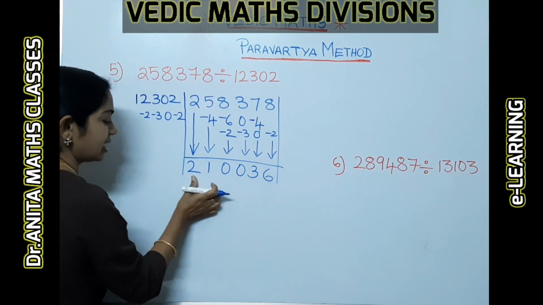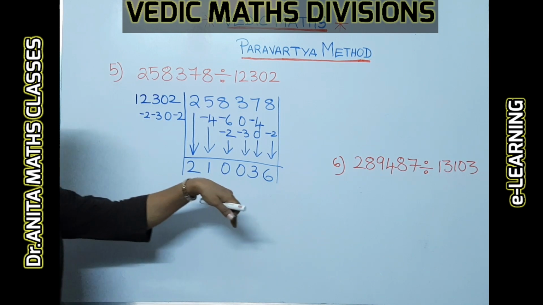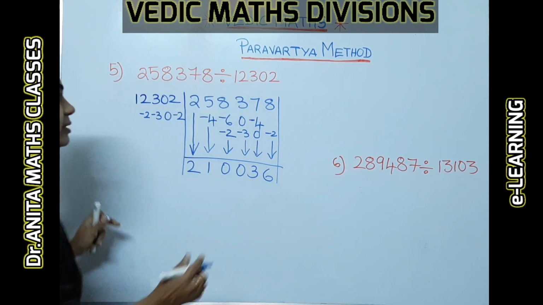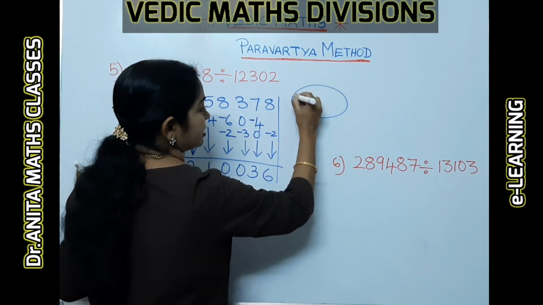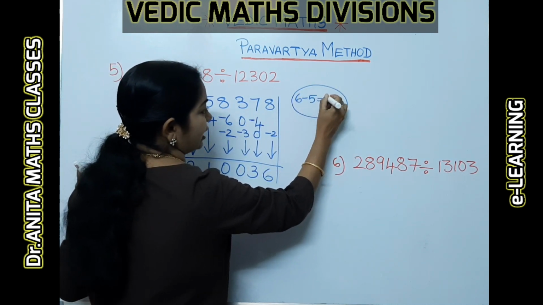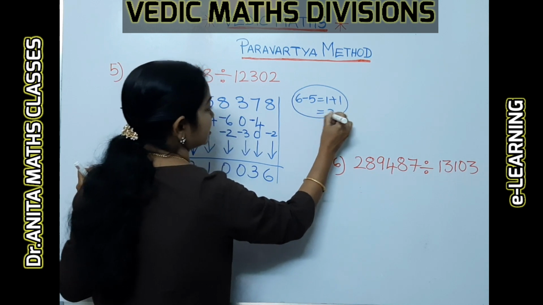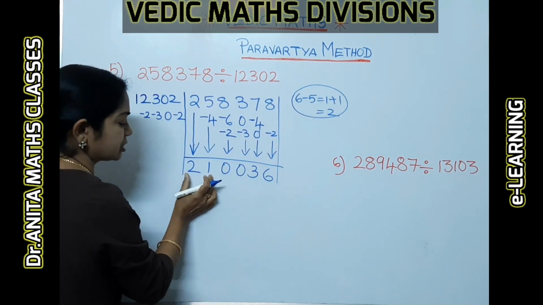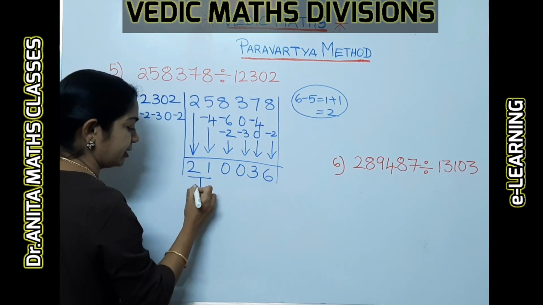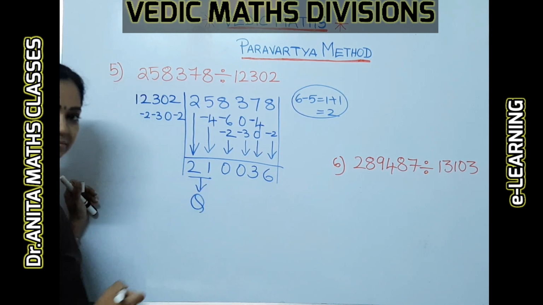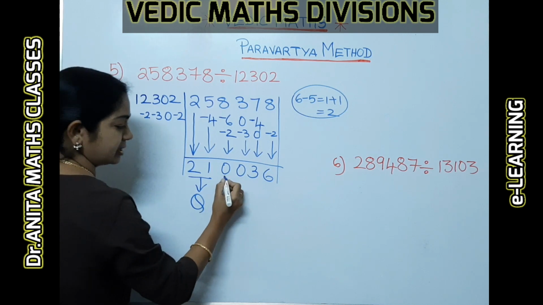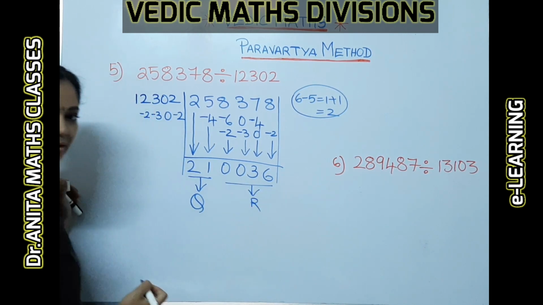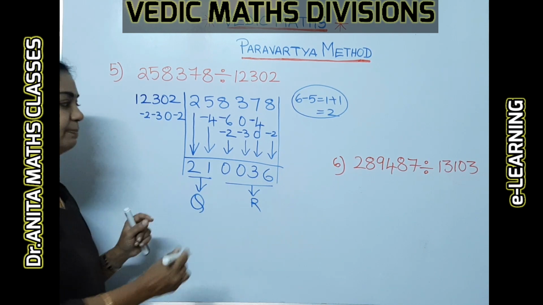Now which digits are for the quotient? We have to see. This is a 6-digit number and this is a 5-digit number. That means 6 minus 5 is 1, plus 1, that is 2, isn't it? So only 2 digits of this number are for the quotient. The rest of the numbers are the remainder. 0036 means just 36 is the remainder part. So very, very simple, right?